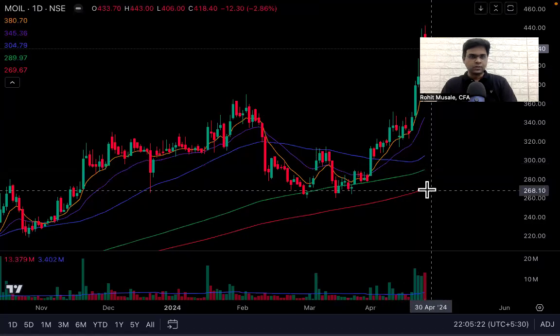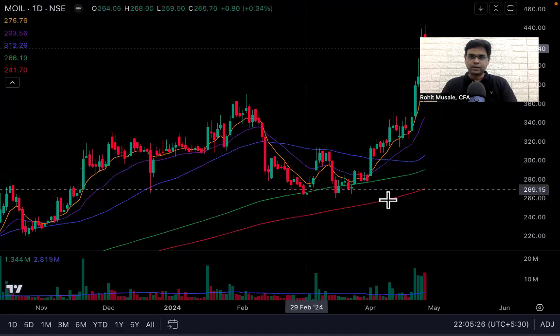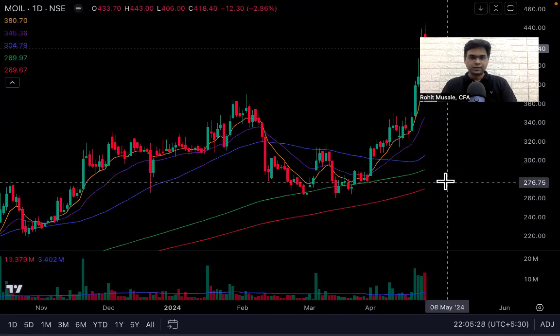So I wanted to discuss this trade with you. This is Moil, and I took this trade last week. Let us discuss what I did here.